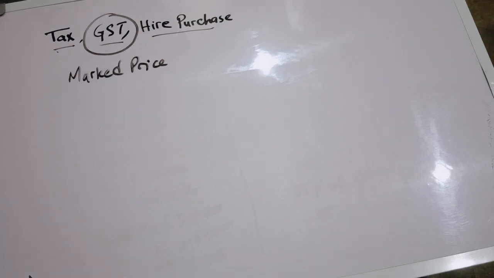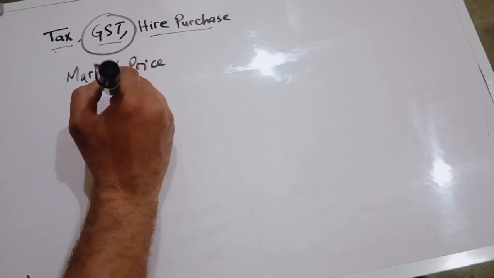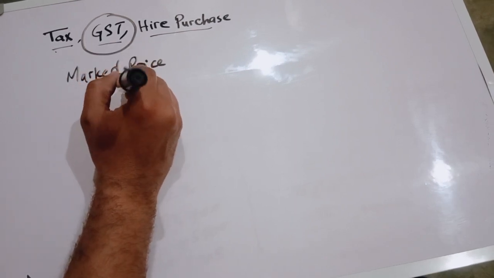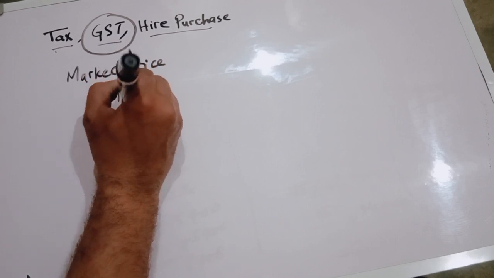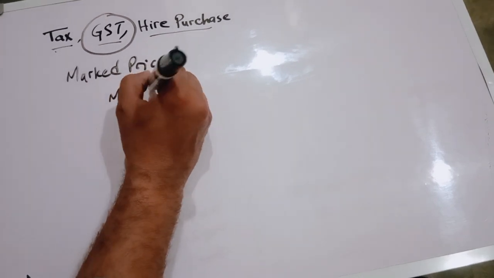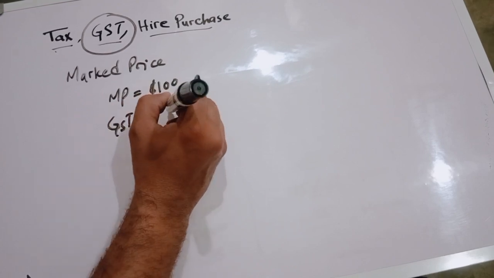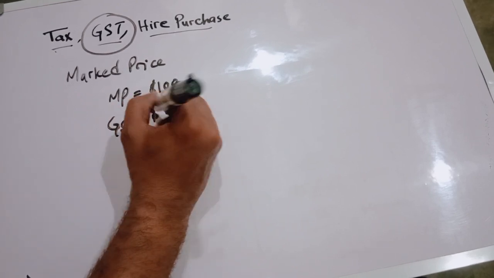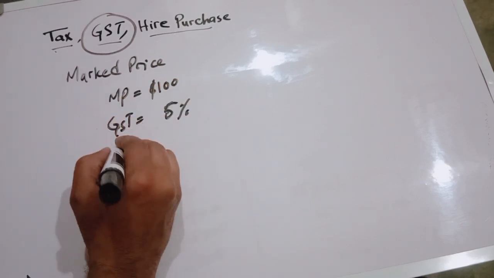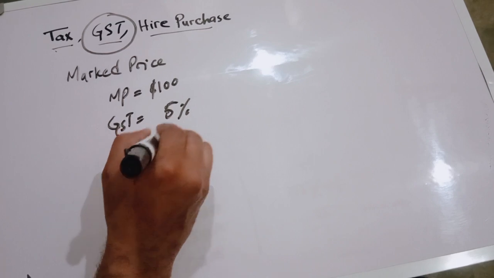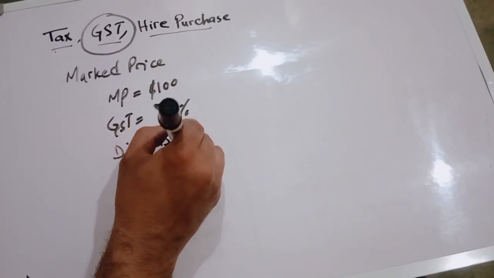For this we're gonna consider an example. Suppose there is a person who goes to the market to buy a dress. The mark price for the dress is $100, and the GST, general sales tax, on that is 5% of the mark price. And after that they have some discount also. Suppose the discount is 15%.